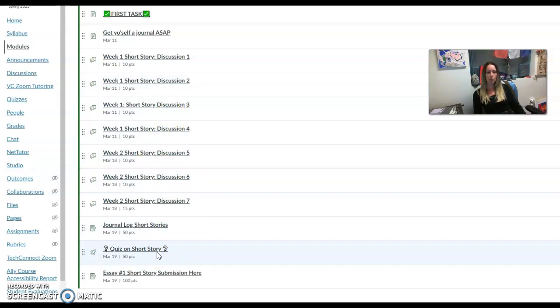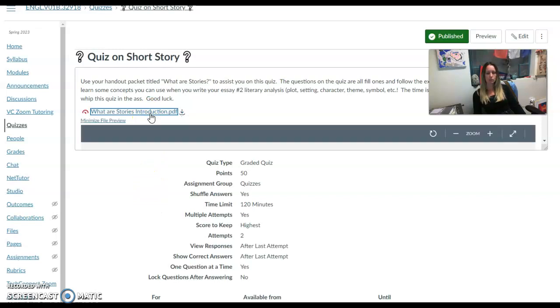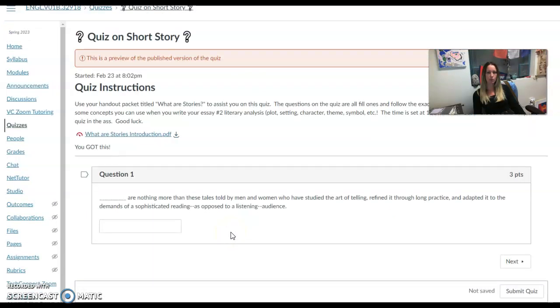The other thing for Unit 1 is your quiz on short story. The first 3 units have quizzes. The last one does not, because we'll have covered all of our literary terms. For each quiz, you're given a few attempts just so that you feel confident. But really, the quiz is just to help you really understand the literary concepts and what they mean. I'm going to show you a preview of what the quiz looks like. So the quiz is set for double time, so you have extra time on it. And also, you can attempt it more than once.